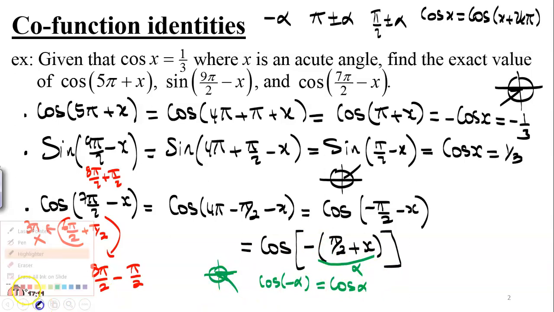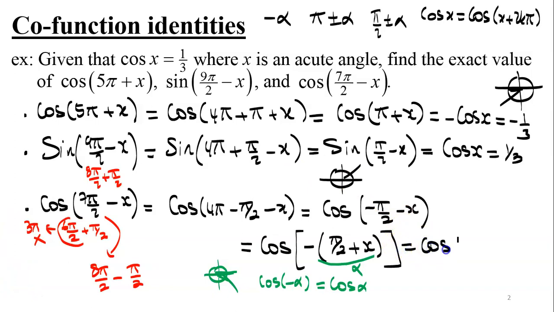So which in fact leaves me with cosine of pi over 2 plus x, which is cosine alpha, where I called alpha pi over 2 plus x. So we did it here over 2 steps. Now that we've reached the cofunction identity, we can in fact apply it.